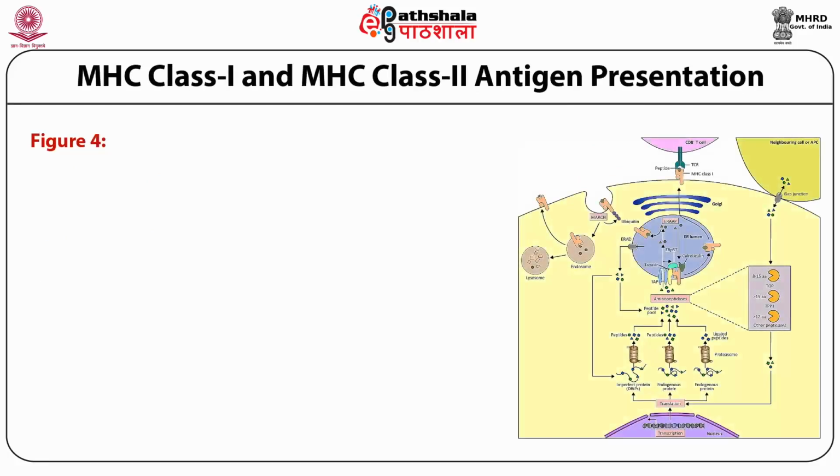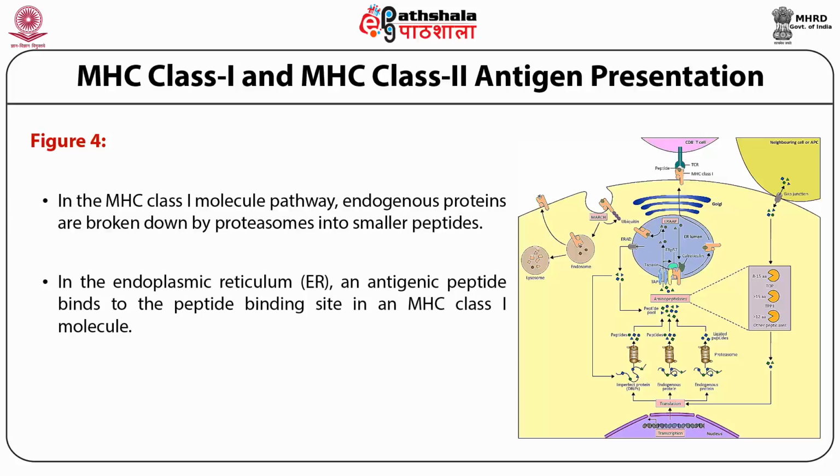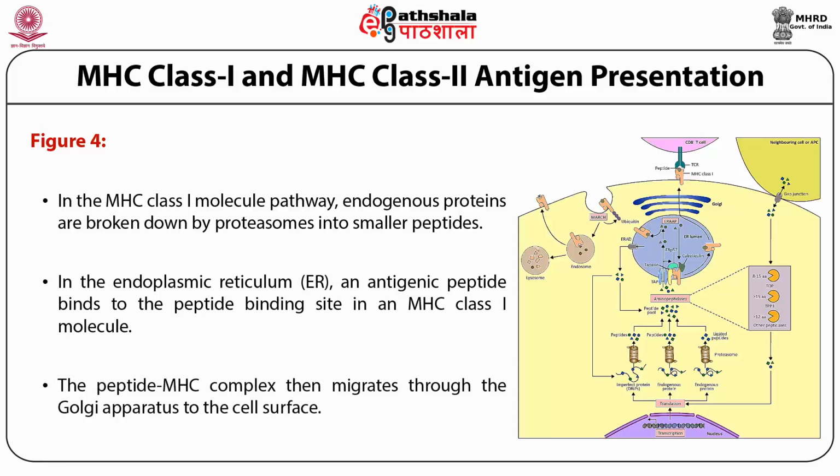Now this figure represents the class 1 molecule pathway and the endogenous proteins which are broken down by proteasomes into smaller peptides. Here we see that in the endoplasmic reticulum, the antigenic peptide binds to the peptide binding site in an MHC class 1 molecule. The peptide MHC complex then migrates through the Golgi apparatus via the endomembrane system to the cell surface, or we can say the plasma membrane of these cells.